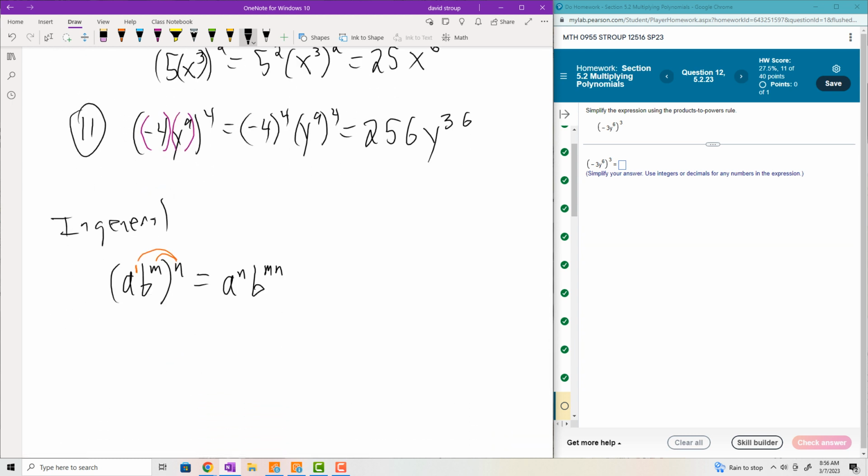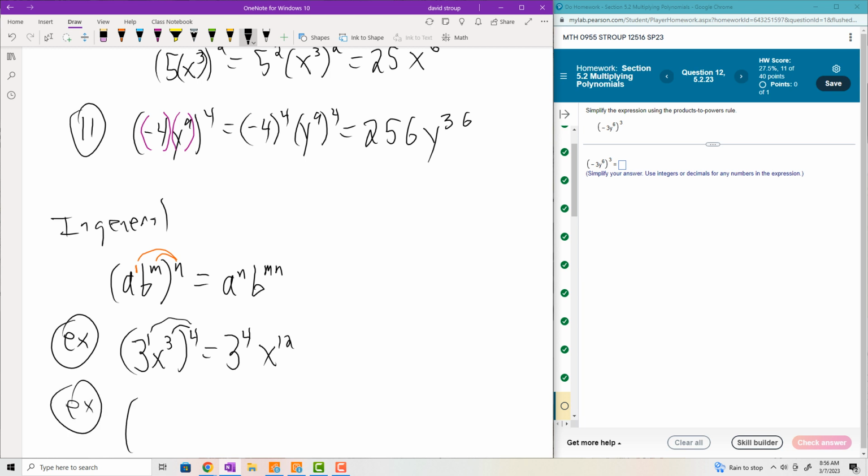Okay, so maybe some examples are in order. Let's say I have 3x cubed to the 4th power. That'll be 3 to the 4th, since there's an exponent of 1 on the 3, and 4 times 1 is 4. And then x to the 4 times 3 is 12. Okay. Let's say I have 2x to the 11th raised to the 3rd power. That would be 2 cubed x to the 33, right?